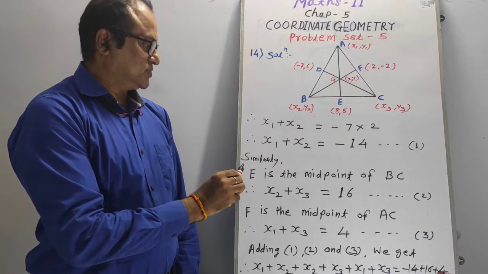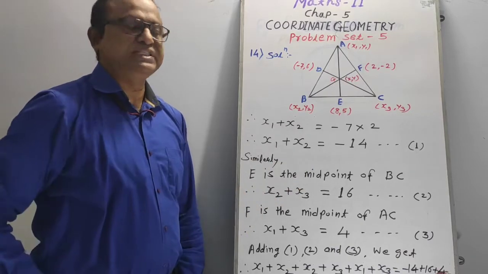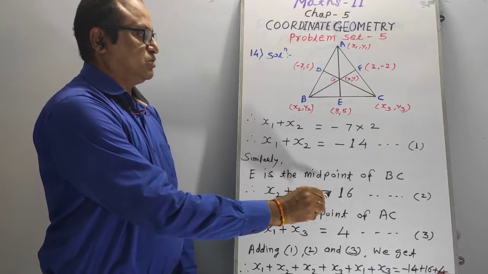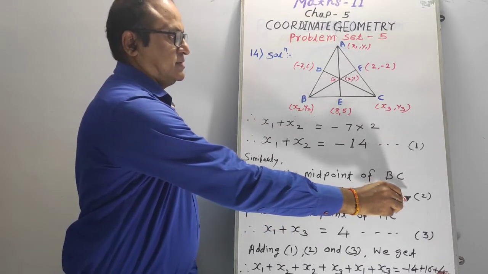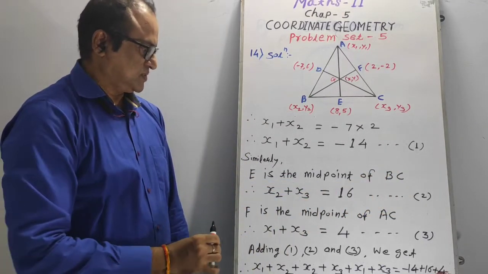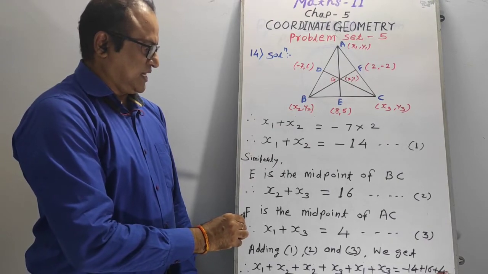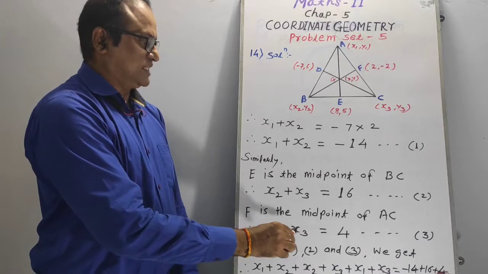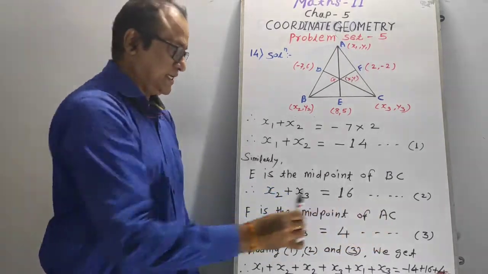Similarly, E is the midpoint of BC. Therefore, x2 plus x3 is equal to 16, equation 2. Then F is the midpoint of AC. Therefore, x1 plus x3 is equal to 4, equation 3.